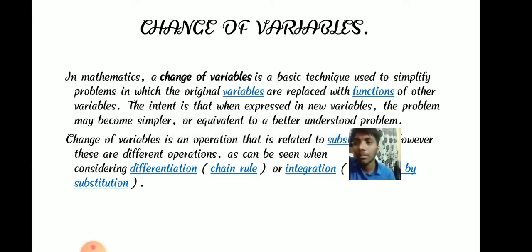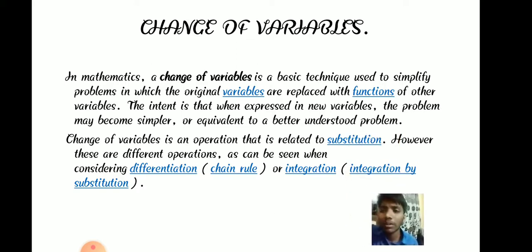Change of variables. In mathematics, a change of variables is a basic technique used to simplify problems in which the original variables are replaced with functions of other variables. The intent is that when expressed in new variables, the problem may become simpler or equivalent to a better understood problem. Change of variables is an operation that is related to substitution. However, those are different operations, as can be seen when considering differentiation, chain rule, or integration or substitution.